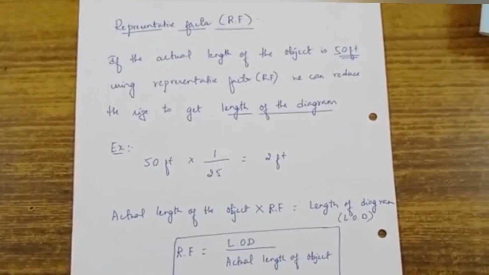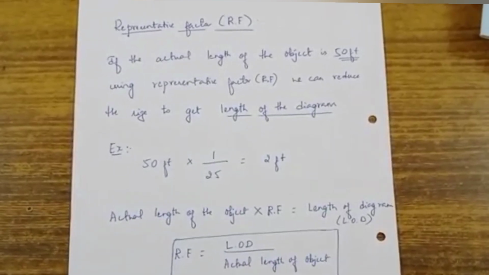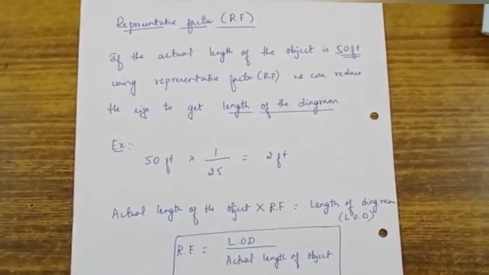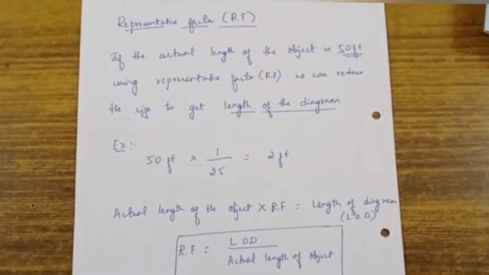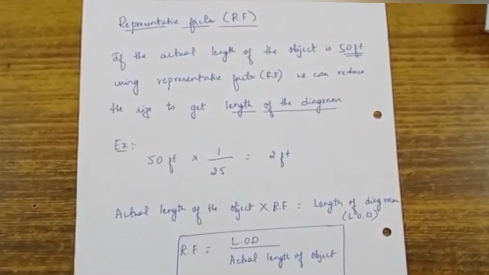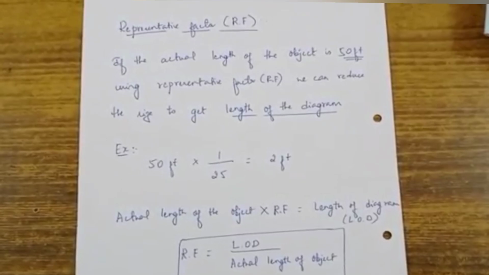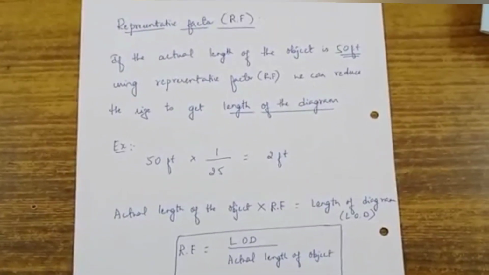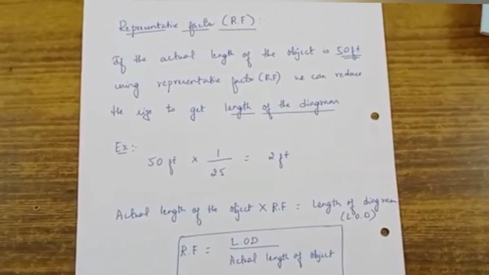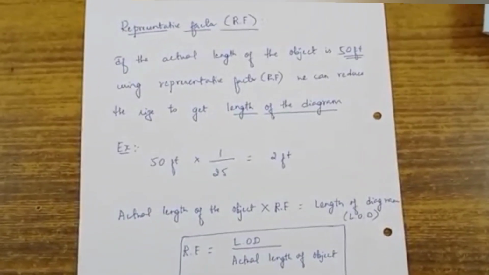Representative factor. If the actual length of the object is 50 feet, using the representative factor we can reduce it to get the actual length of the diagram. So the actual length of the diagram is different and the actual length of the object is different. You can see in the example, 50 feet of the actual length of the object, using a representative factor of 1 by 25, you get the actual length of the diagram as 2 feet. The same thing is represented by means of a simple formula: RF is equal to LOD by actual length of the object.